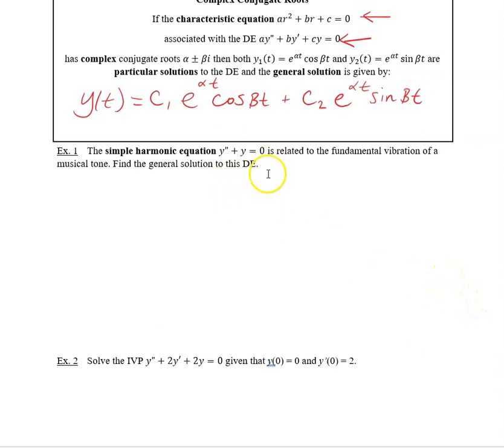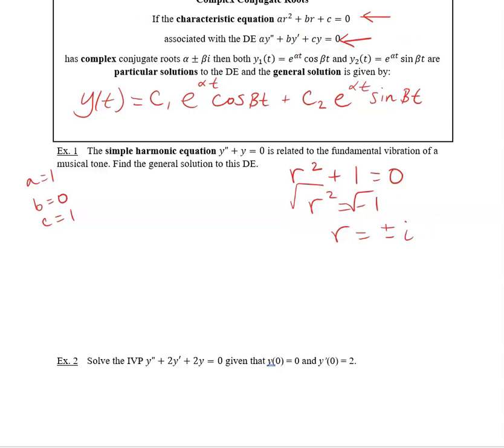Let's start with the simple harmonic equation, y double prime plus y equals 0. So notice it's equal to 0. That tells us we can use the auxiliary equation to solve it. So my auxiliary equation is going to be r squared plus 1, because note that a would be 1, b would be 0 in this case because there's no y prime term, and c would be 1 because of the y. So if we set that equal to 0, we get r squared equals negative 1. Remember, when you take the square root, you've got to do plus minus. So we get plus minus the square root of negative 1, which is just i.